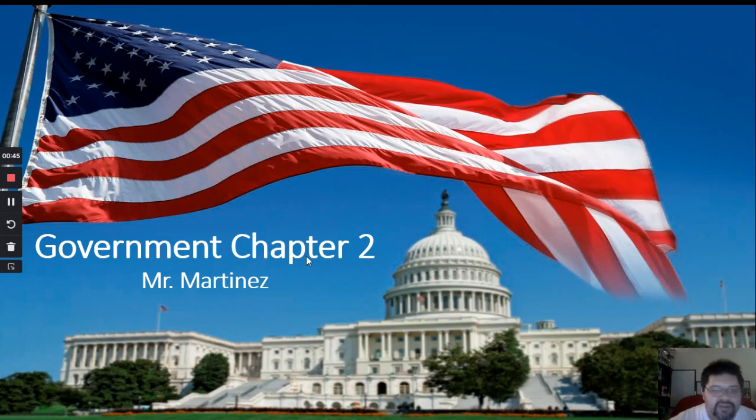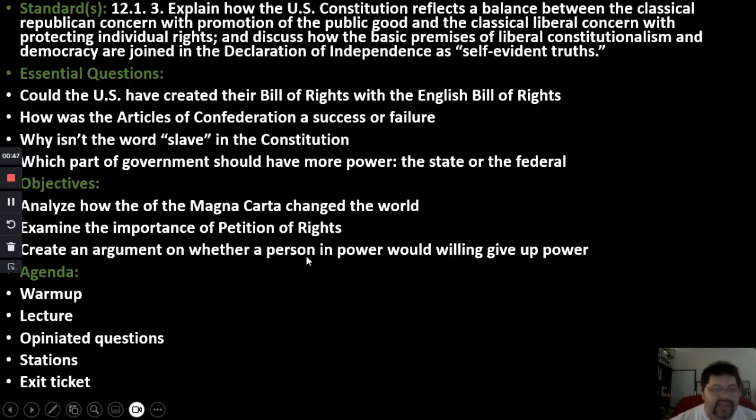Okay, so today's objective, we're going to analyze how the Magna Carta changed the world. You're going to find out what it was and why it was so significant. Then examine the importance of the Petition of Right, and we're going to create an argument on whether a person in power would be willing to give up their power.